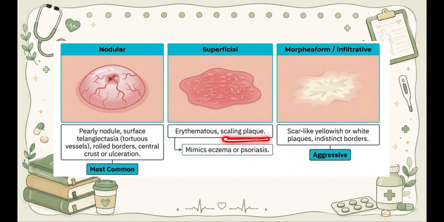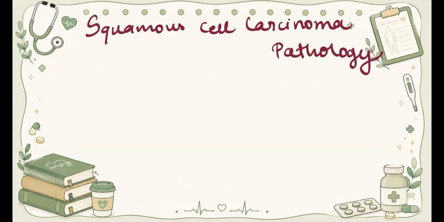Next is the superficial subtype. This one looks like a red scaling plaque. It can be tricky because it easily mimics common harmless skin conditions like eczema or psoriasis. Finally, we have the infiltrative or morpheaform subtype. This one is highly aggressive. It looks a lot like a flat, yellowish or white scar. The borders are indistinct and hard to see. It's particularly dangerous because it often hides its true size deep beneath the surface of the skin.